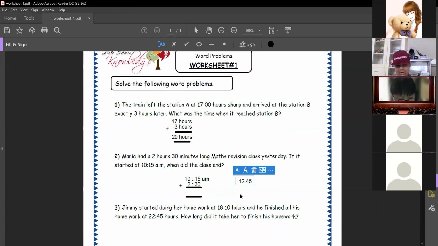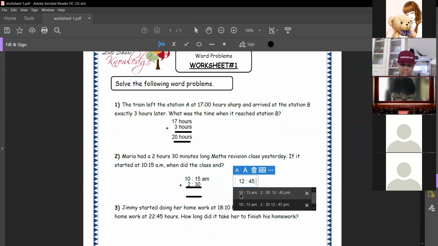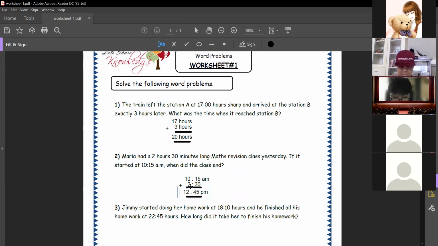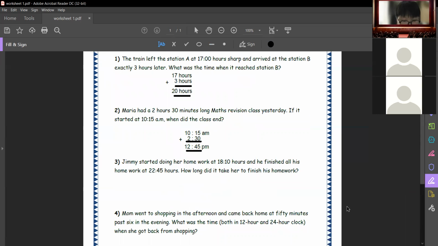12:45 p.m. Teacher needs to highlight PM, AM like this one. It depends, but it's okay if you write it, because if the class started in the morning at 10:15 a.m., after 2 hours 30 minutes it should be p.m. Understand or not? Quinas, Ethan, nobody is responding to me. Chris, you said Channel is sharing the laptop with you.